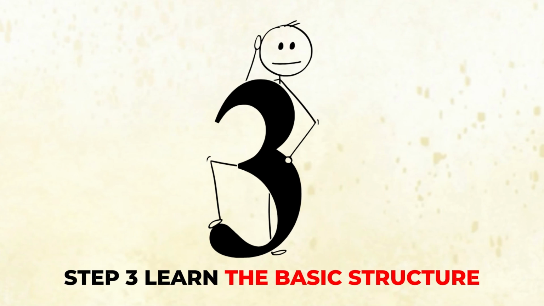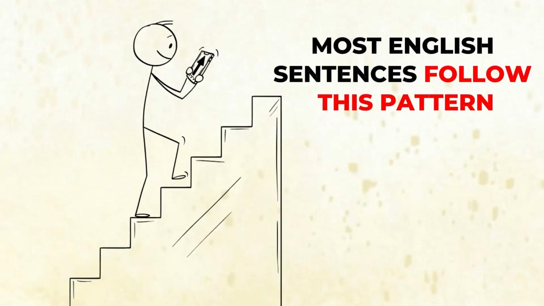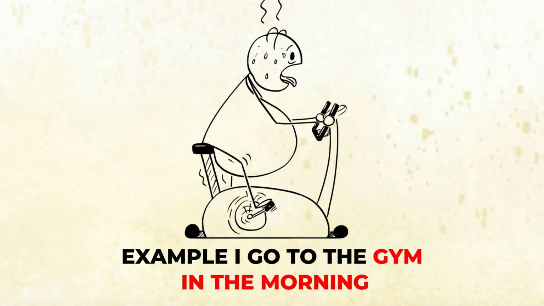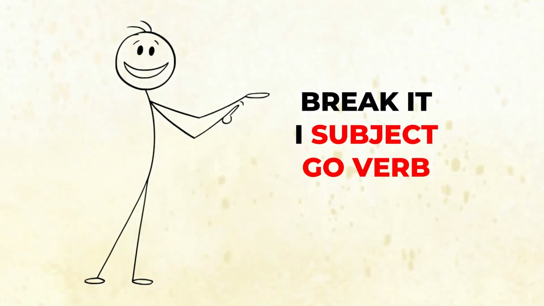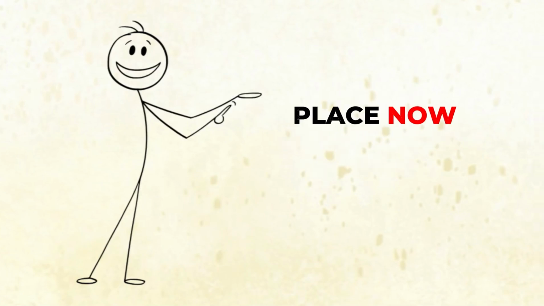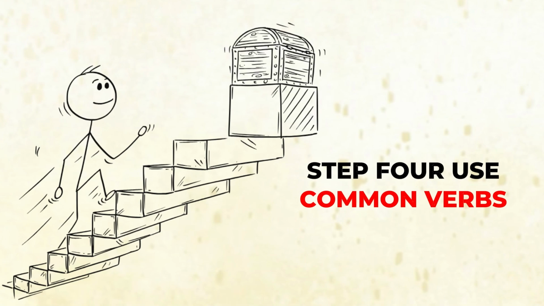Step 3. Learn the basic structure. Most English sentences follow this pattern. Subject plus verb plus time plus place. Example, I go to the gym in the morning. Break it. I, subject. Go, verb. In the morning, time. To the gym, place.